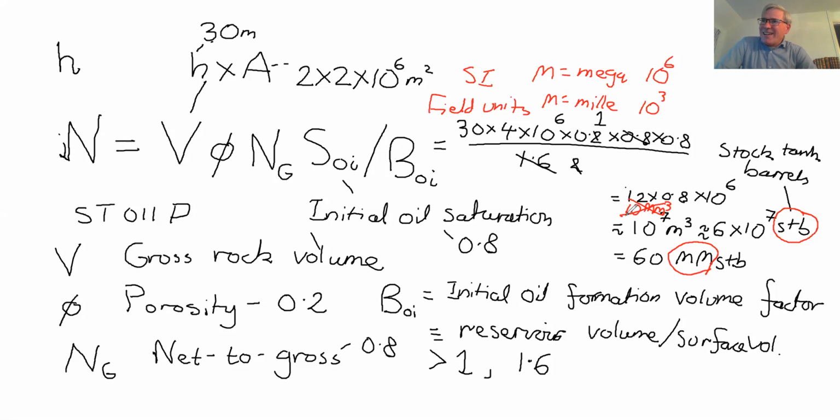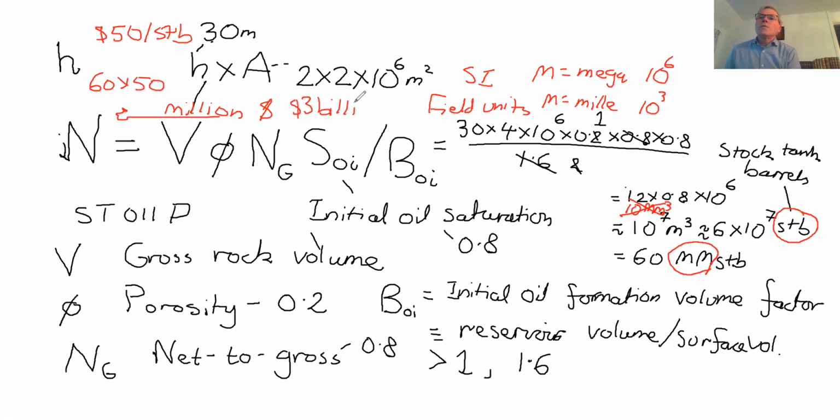But there's a lot of oil here, just to give you some idea of value. At the current oil price, say, of $50 a barrel, per stock tank barrel, this is worth 60 times 50, $1 million. And that's $3 billion, right? 6 times 5 is 30, so it's $3 billion. So just to give you some idea of the value of the work that is done as a reservoir engineer, this field potentially has 3 billion dollars worth of oil.